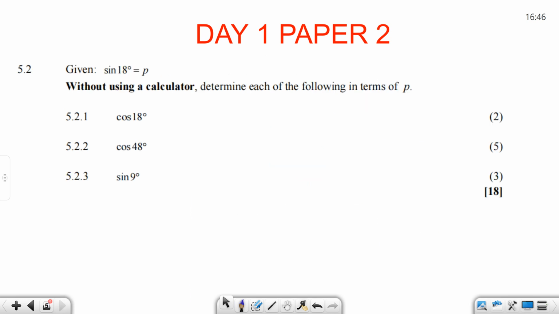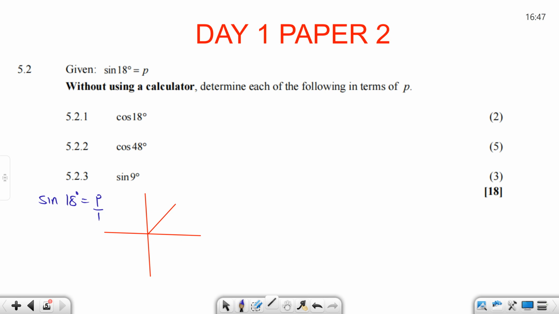Okay, look at this one. Sine 18 equals P. We know what it means. It's not just P, it is P over 1. So sine 18 degrees is P over 1. Definitely, if I have cos, I'm going to have to get the third side. 18 is in the first quadrant. Please draw.